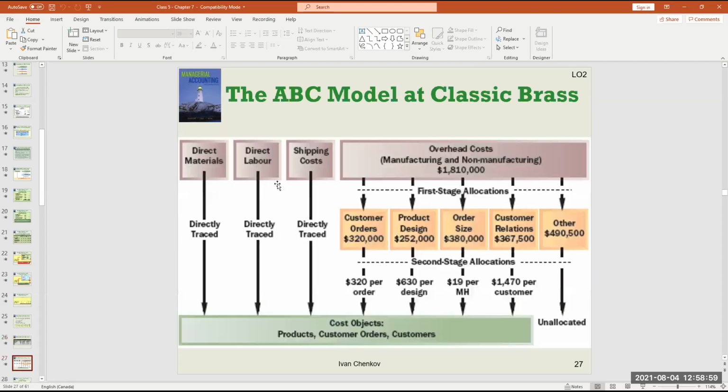So what I'm going to do now, direct material is going to be directly traced to the product. Direct labor directly traced to the product. Shipping cost also directly traced to the product. Now we're talking about the manufacturing, non-manufacturing cost. So we're going to have for the customer orders that much, or traced to the product design that much, order size that much, customer relationship that much, other, they're just company expenses. We're not going to deal with those.